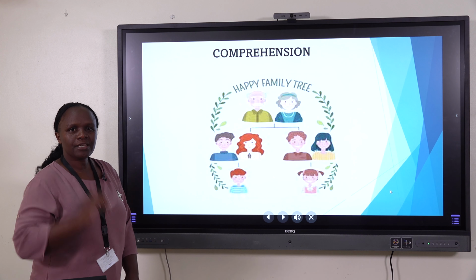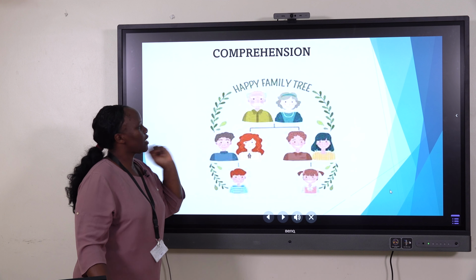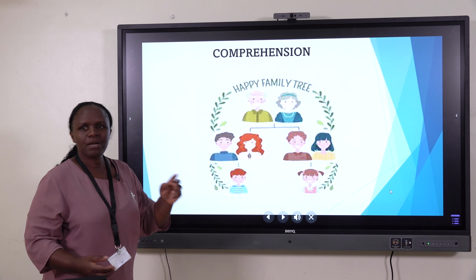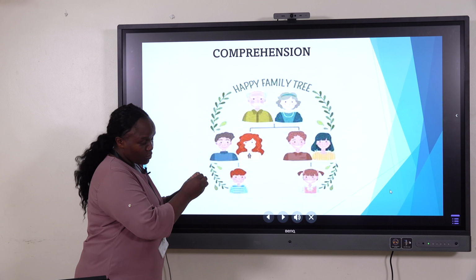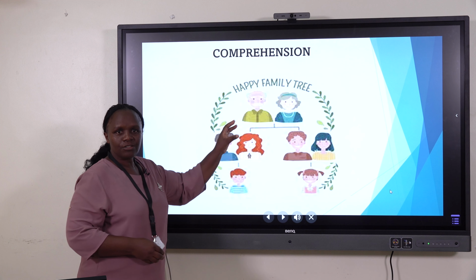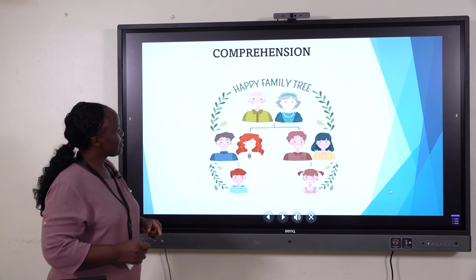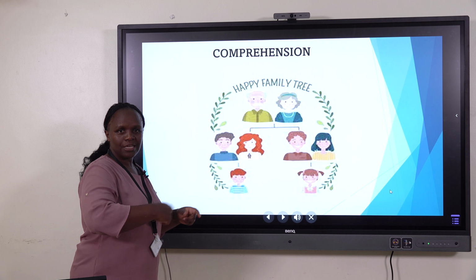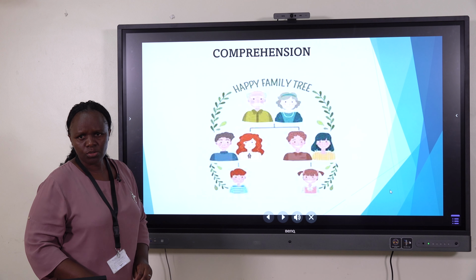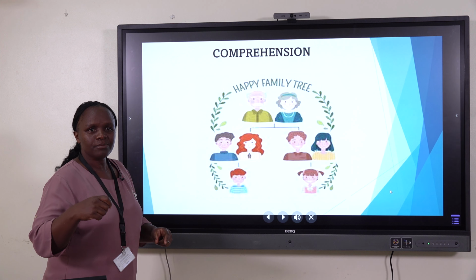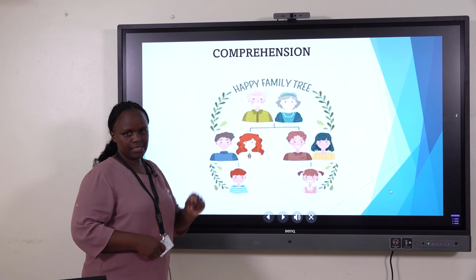Then you can also ask them, who of you sees a member of your family in this picture? Some of them will say grandfather, others will say mommy, others will say baby, others will say sister, and so on. But most of all, this picture is related to what they are going to learn. So you can also ask them to guess what the story is about. From here you can tell them that we are going to read a story which concerns family members.